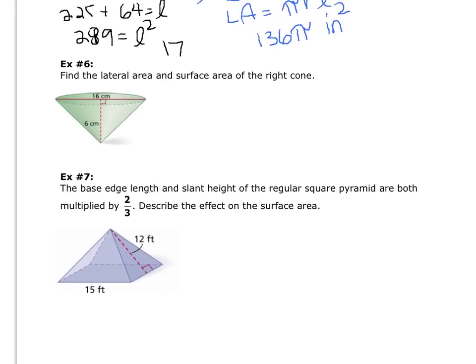Okay, I would like you to wrap up here and do number 6. And we'll call that secret question number 2. And this is where we will stop. We will pick back up in class tomorrow and we'll look at the rest of these questions.